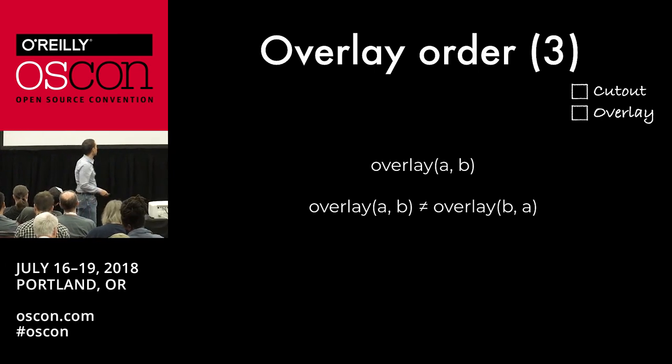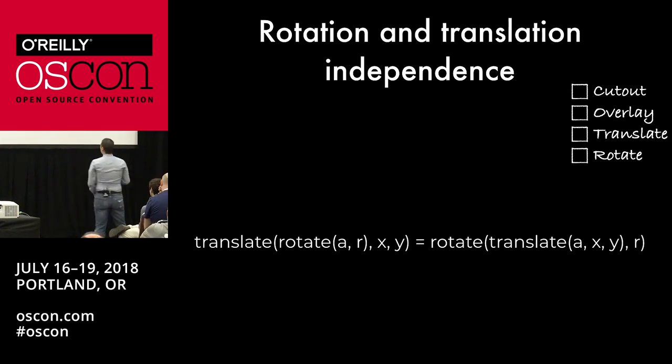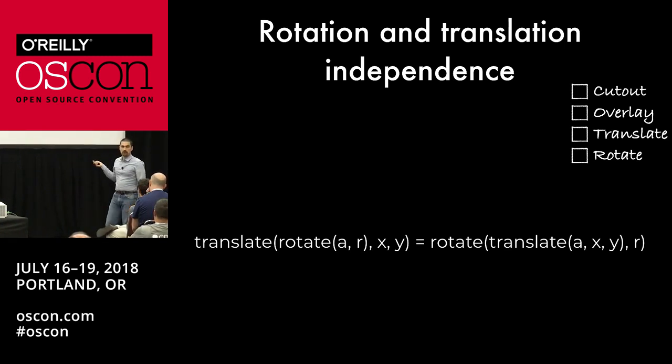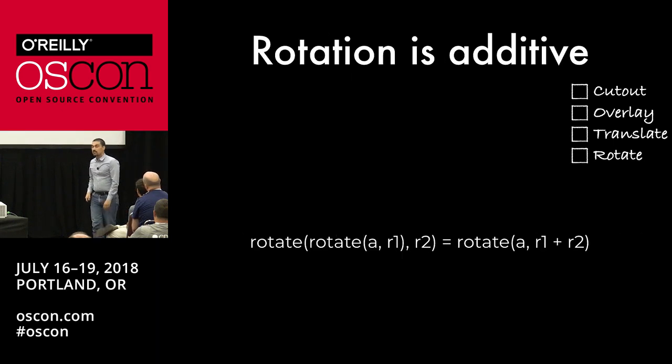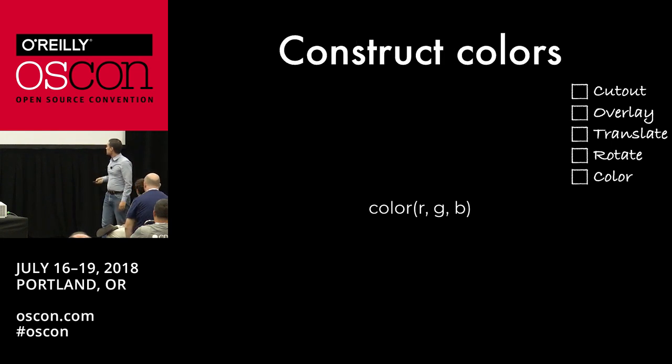And it returns a cutout. And then this one is, oh, I'm in the way. This one is the same as before. If I rotate and then translate, it's the same as translating and rotating. This one is the same. Translation is the same. Just add the X's and the Y's.